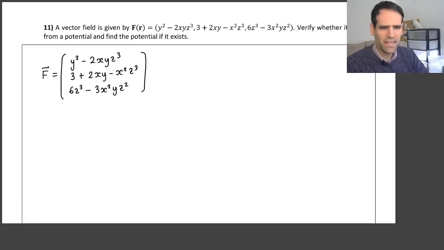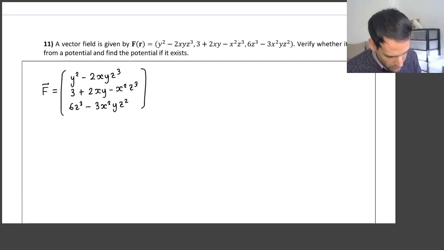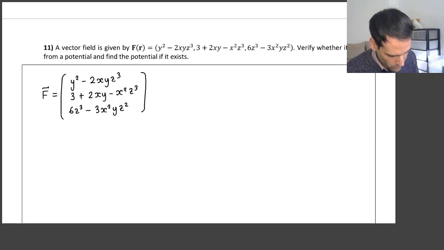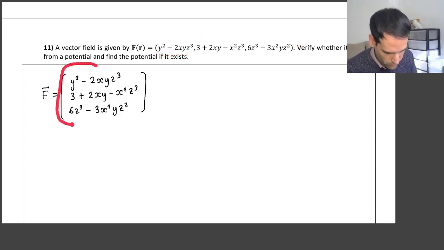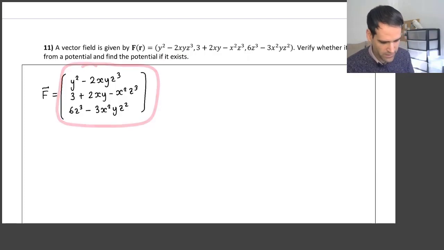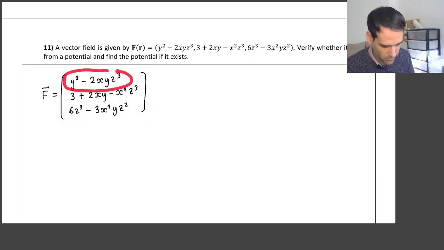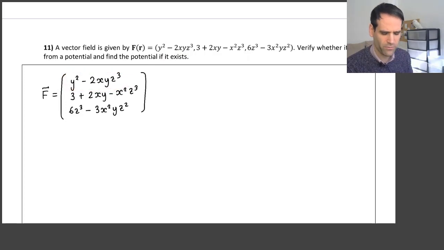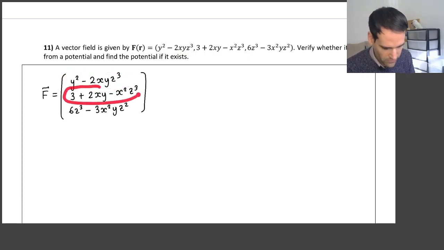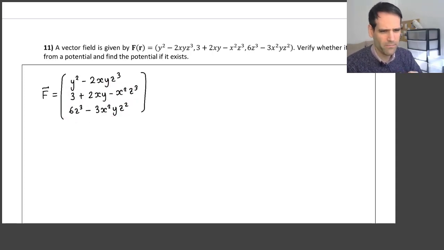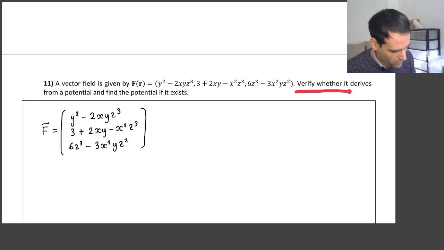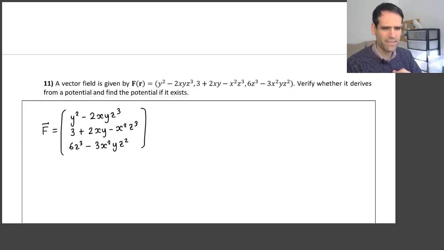Let's solve problem 11. A vector field is given by f of r equals this huge vector, which I already wrote in column form here. So you can see this is x, the x component of the vector field, which is a function of x, y, z, the y component of the vector field, a function of x, y, z, and the z component of the vector field, a function of x, y, z. Verify whether it derives from a potential and find the potential if it exists.